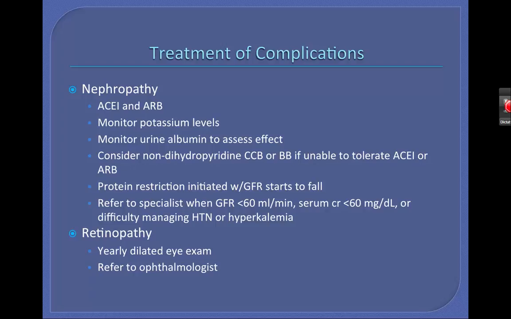So for nephropathy treatment of complications, you want these patients to be on an ACE or an ARB. You have to monitor their potassium levels. The potassium levels oftentimes creep up when the renal function is decreasing. Monitor urine albumin to assess effect. The non-dihydropyridine calcium channel blockers actually help proteinuria. So those are the non-dihydropyridines, verapamil and diltiazem, that you want to get diabetics on because they decrease proteinuria. Or a beta blocker if unable to tolerate an ACE or an ARB.